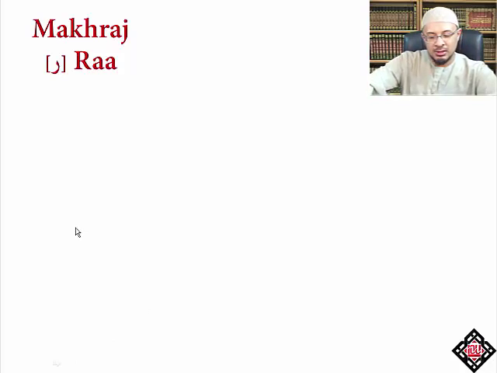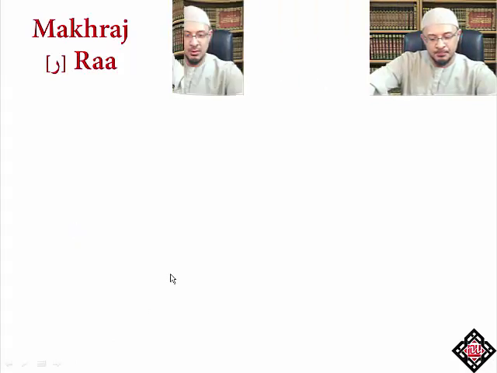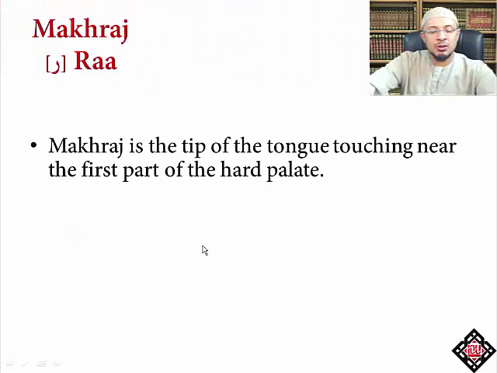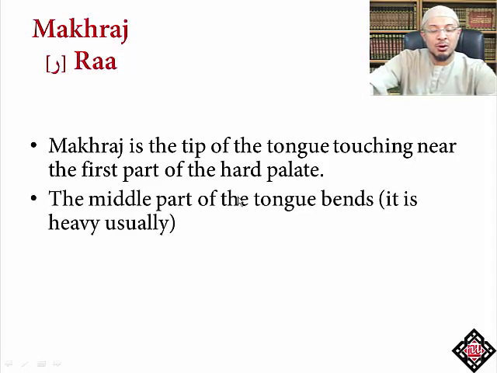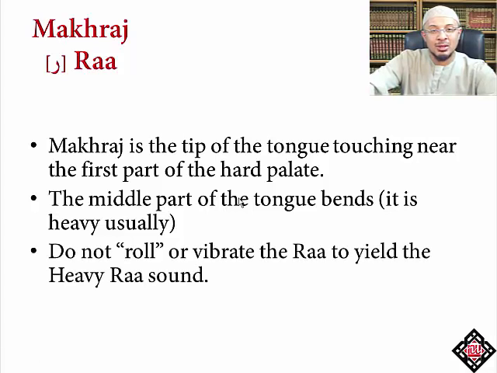Now going to the makhraj, or the heart of the matter. The makhraj of the Ra is the tip of the tongue touching near the first part of the hard palate, as we alluded to and showed you earlier. The middle part of the tongue bends, okay? And again, this is a quality of its heaviness. One tip is do not roll your tongue to vibrate the Ra to yield a heavy Ra sound, because this is a mistake and that's not what is proper.